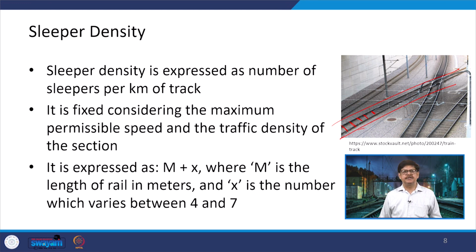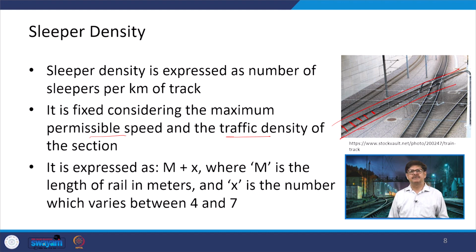It is fixed considering the maximum permissible speed as well as the traffic density of the section. These are the two governing factors. If the traffic density is high or the permissible speeds are higher, then we should go for a higher sleeper density, meaning more sleepers in 1 kilometer length.